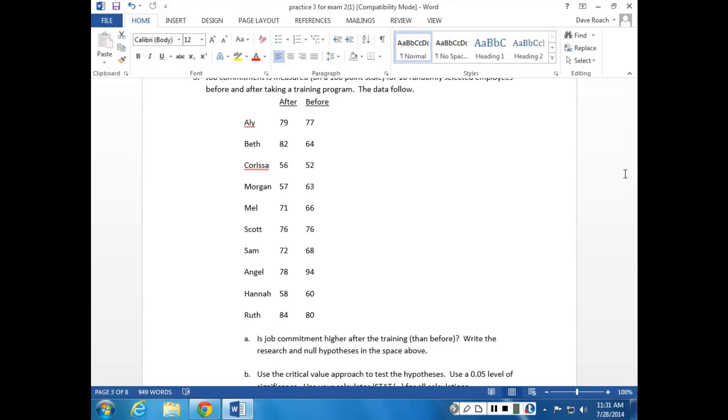Before I start recording, the first thing you should do, this is what it's going to say down here: use your calculator. But it's after and before. Each row here is just one person. That's a matched pairs t-test. So if you have your calculator, just go ahead and enter the numbers that are there into lists 1 and 2.